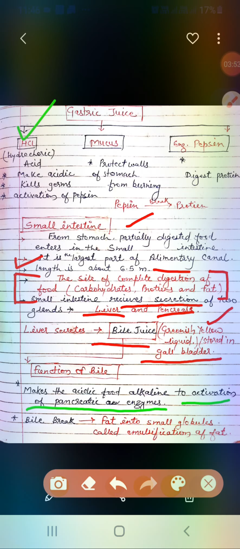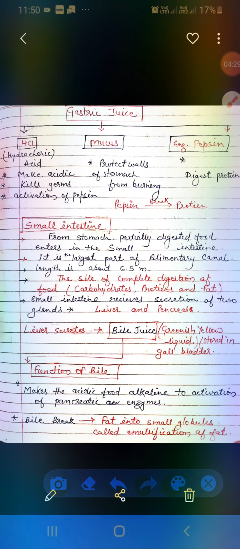After that, bile breaks the fat into small globules. Fat exists as large globules, large molecules. So bile breaks down the large molecules of fat into smaller molecules, and that process is known as emulsification of fat. Emulsification of fat means the larger fat globules break down into smaller fat globules.